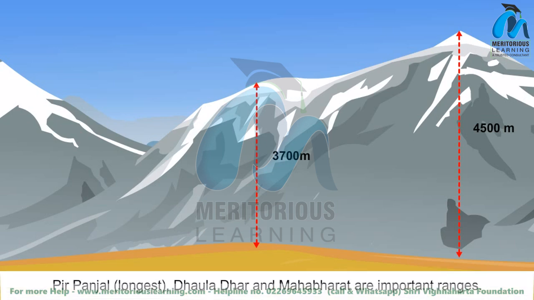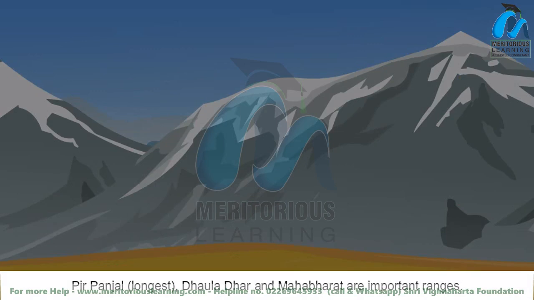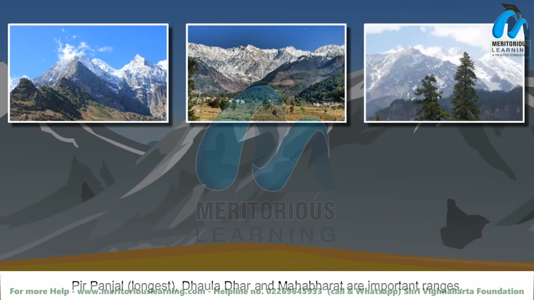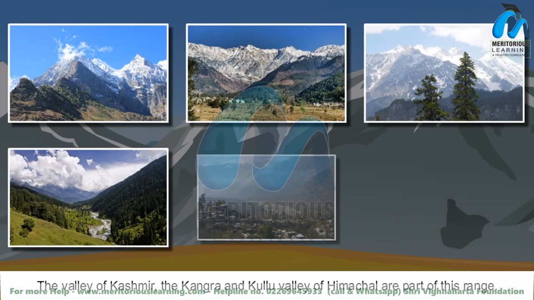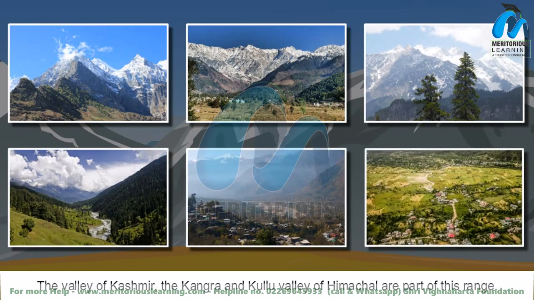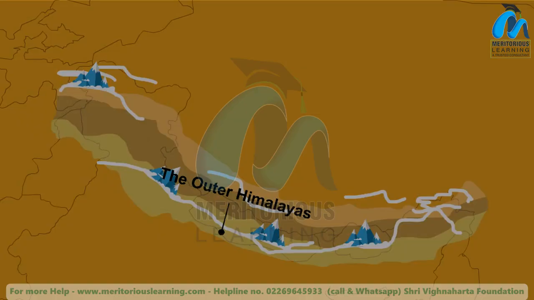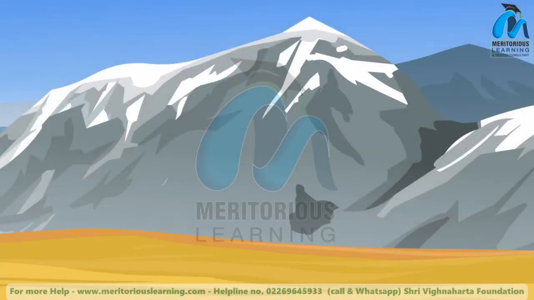The average width is 50 kilometers. Pir Panjal, longest, Dhauladhar and Mahabharat are important ranges. The valley of Kashmir, the Kangra and Kulu valley of Himachal are part of this range. The outer Himalayas or the Shivalik is the lowest range.